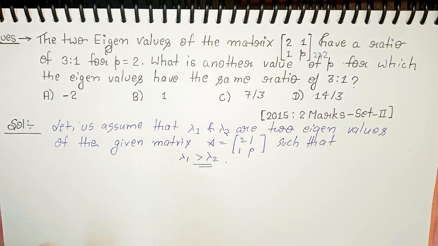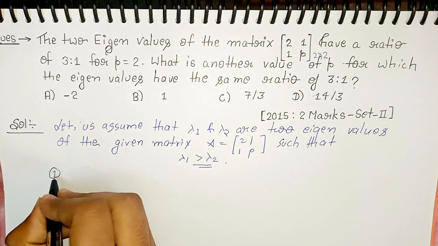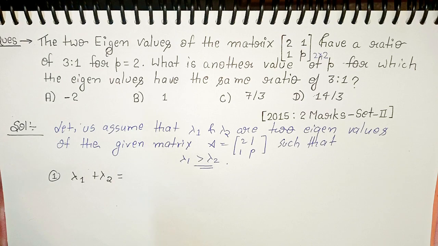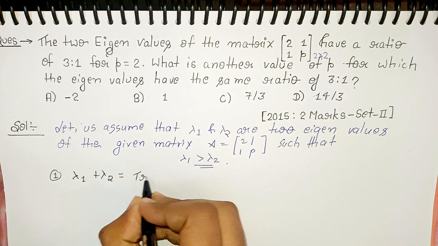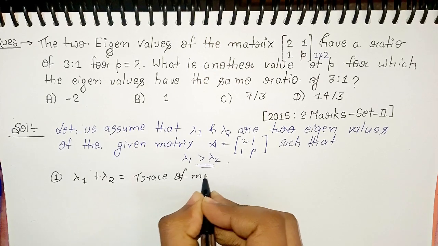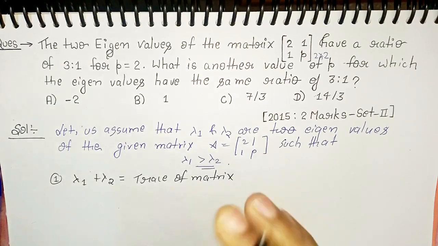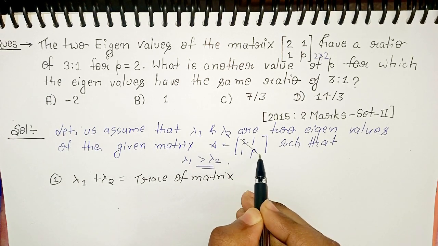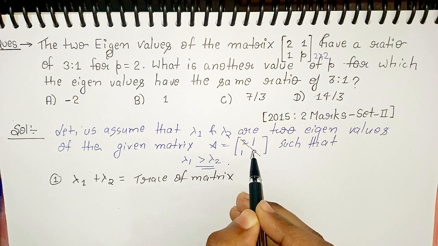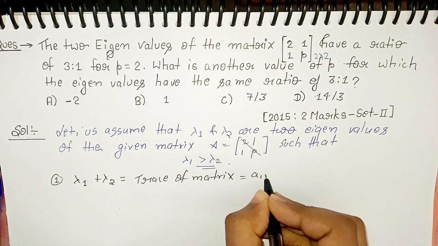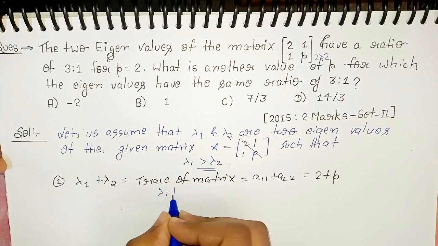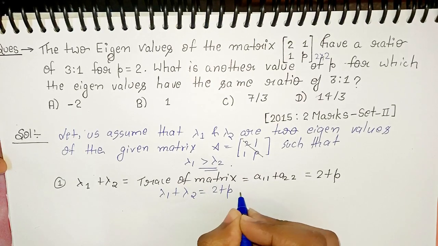Now you know that we have two important properties of the eigenvalues. The first says that the sum of the eigenvalues of a matrix, here lambda 1 plus lambda 2, is equal to the sum of the leading diagonal elements of the matrix, or we can say the trace of the matrix. Trace of the matrix means the sum of the diagonal elements. Here the diagonal elements in this matrix are 2 and p, because they are along the diagonal only. So 2 is a11 and p is a22. So this is equal to a11 plus a22, that is 2 plus p. So we have one equation: lambda 1 plus lambda 2 equals 2 plus p, right?